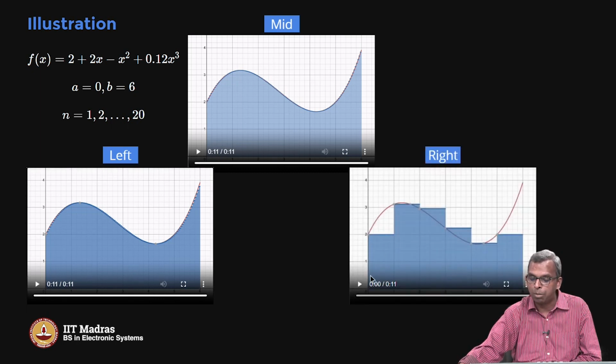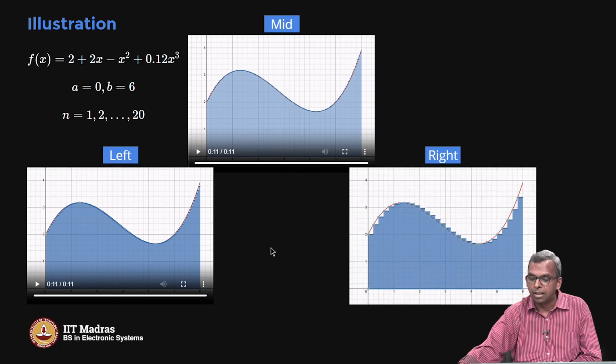This is the right point approximation, and this one also keeps going and going, and there you go.